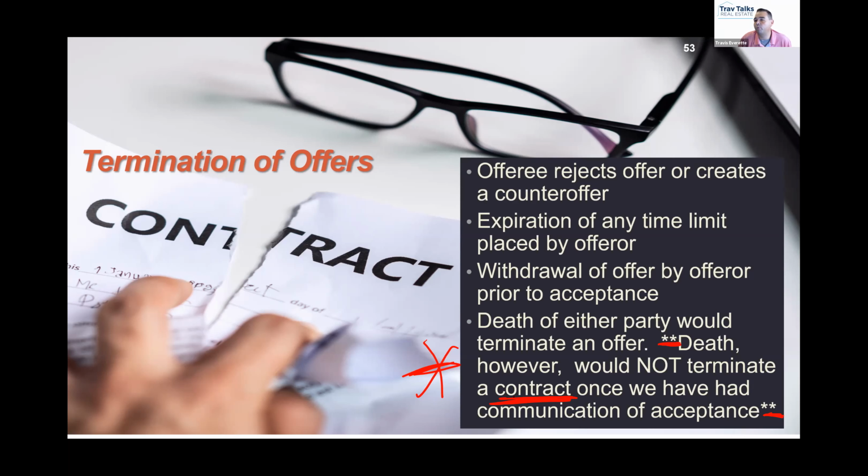But now if Philip was killed before he had accepted the offer, what would happen to the offer? It would be dead. And it would be terminated. Does everybody see the difference there?